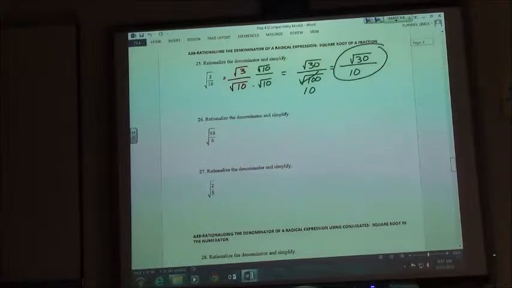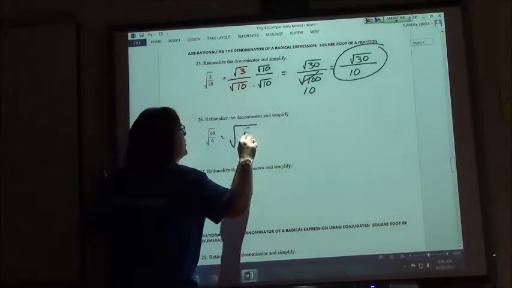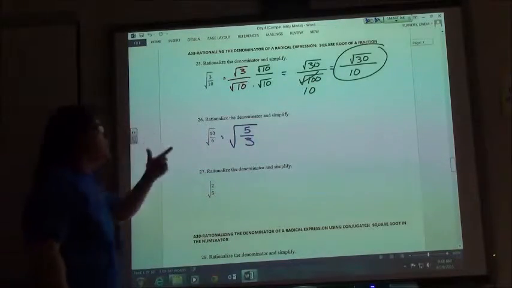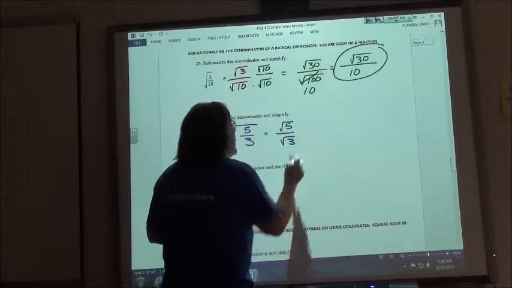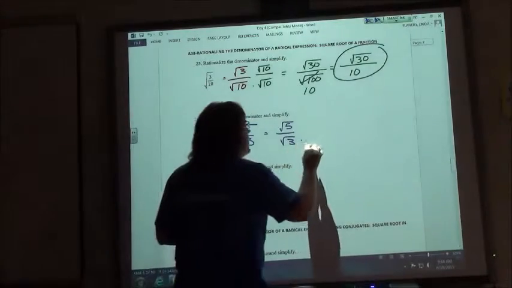So 26, now in this one I have 10/6. 10/6 can be reduced down, so I probably want to reduce that down first and say, oh, well that's equal to the square root of 5/3 then, right? Simplifying that then, it's the square root of 5 over the square root of 3, and I can go ahead and rationalize my denominator by multiplying by the square root of 3.